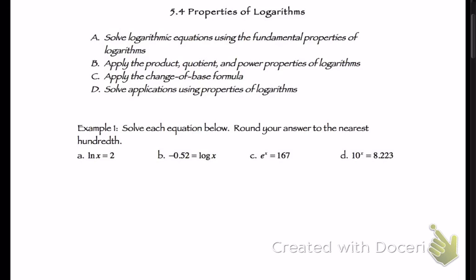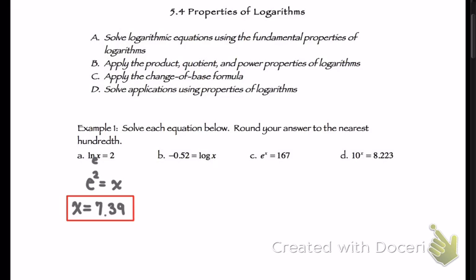Let's get started. In example one, I ask you to solve each equation below and round your answer to the nearest hundredth. That's 2 decimal places, so let's think. In order to solve an equation, I have to know what the inverse is. So in letter A, I see it's written as a natural log. The inverse then would be to write it as an exponent. I know it's understood to be in base e. So I'm going to write e to the second power is equal to x. I'm going to do e squared in my calculator, and voila, I get 7.39.